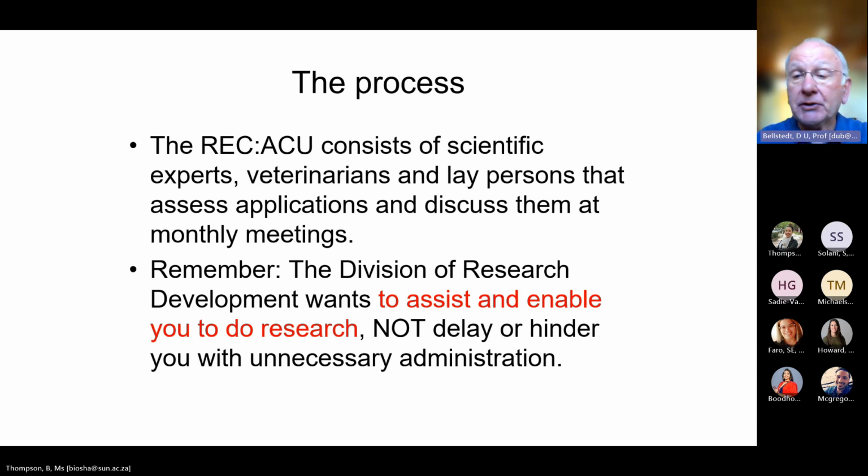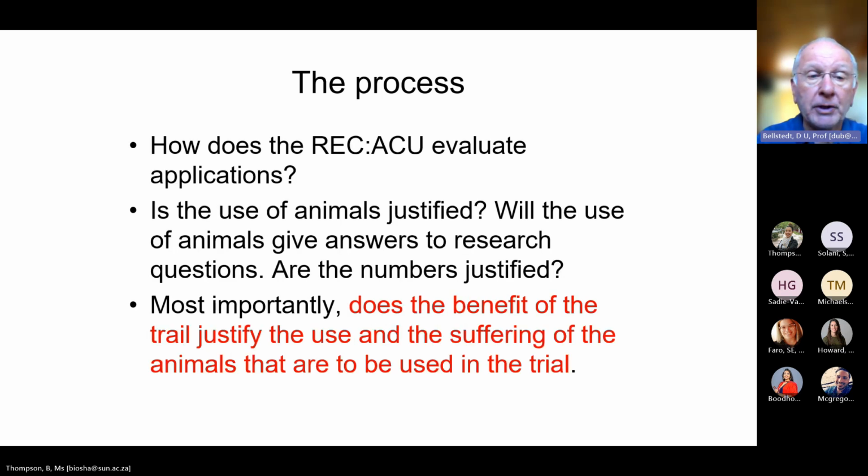So how does this get assessed? The Research Ethics Committee, Animal Care and Use, consists of scientific experts in all of these fields: medical, agriculture, conservation, biology. I think there are 14 scientists on the committee, 2 veterinarians, and then there are a number of lay persons, and those lay persons are required by the National Department of Health. And I actually think that they do a very fine job in that they just put this issue plain, down to earth, and they say, well, can you justify animal use? And then the division of research development, and this is an important point: we want to assist and enable you to do research, not delay or hinder you with unnecessary administration. And that is my considered opinion, and I push for that.